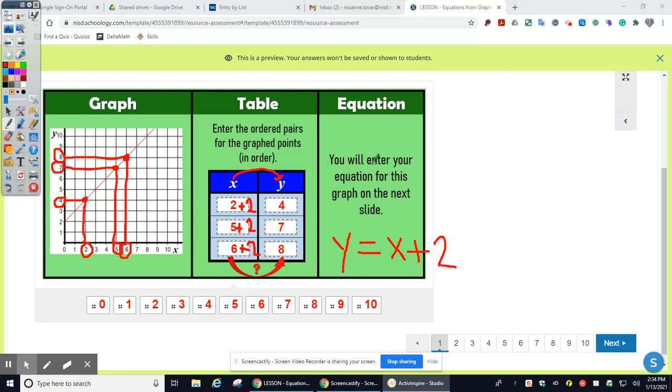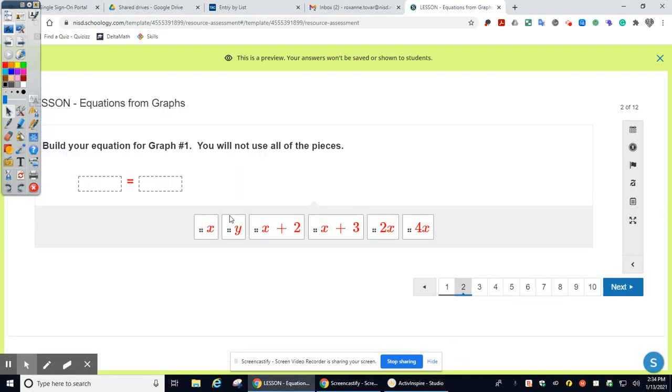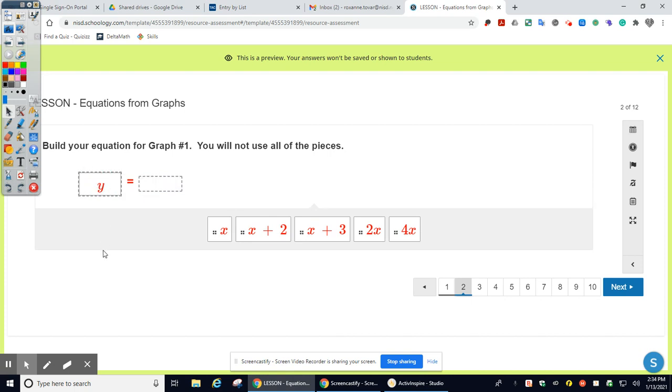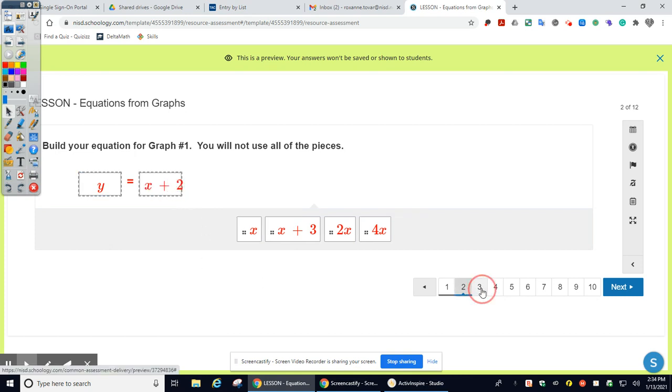So now it says you will enter the equation from this graph on the next slide. So now you're going to go to question 2 and enter that in. Remember, you're always going to put y on this side, and then we said our equation should be x plus 2. So you're going to go ahead and fill that in there.